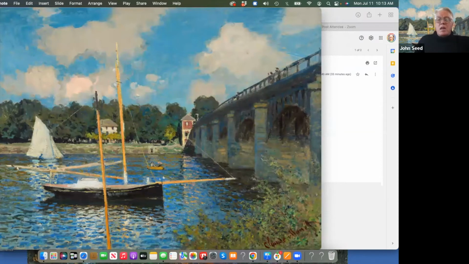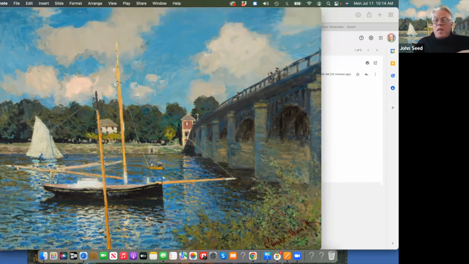So in this scene of a bridge at Argenteuil, look how much attention has been given to the reflections and to the light on the water. When this comes on the screen, I'm not sure what the first thing you look at is, but I have to tell you, the reflection takes me in right away. It's almost like the boat and the bridge and then the horizon are secondary. And there are so many places in the painting where reflection is important.